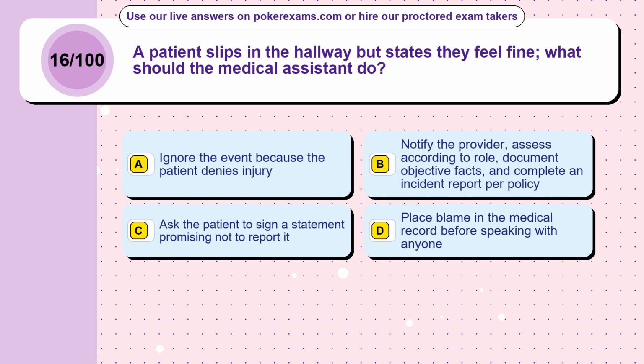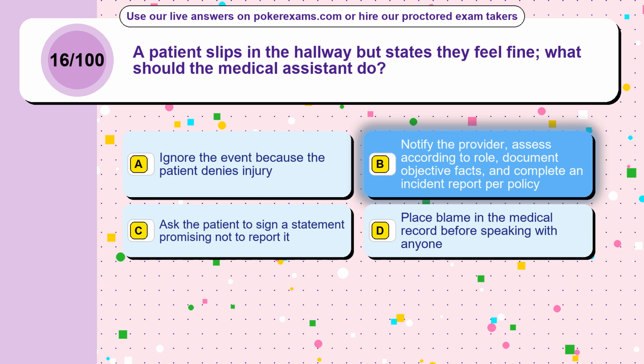Question 16. A patient slips in the hallway but states they feel fine. What should the medical assistant do? Option A. Ignore the event because the patient denies injury. Option B. Notify the provider, assess according to role, document objective facts, and complete an incident report per policy. Option C. Ask the patient to sign a statement promising not to report it. Option D. Place blame in the medical record before speaking with anyone.